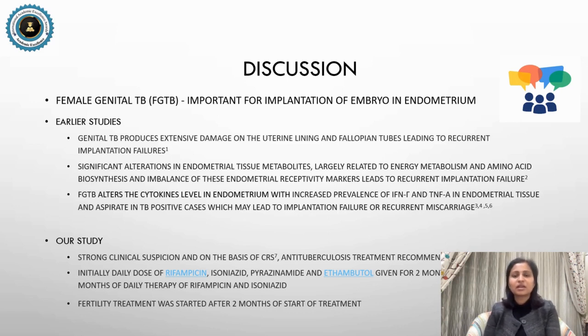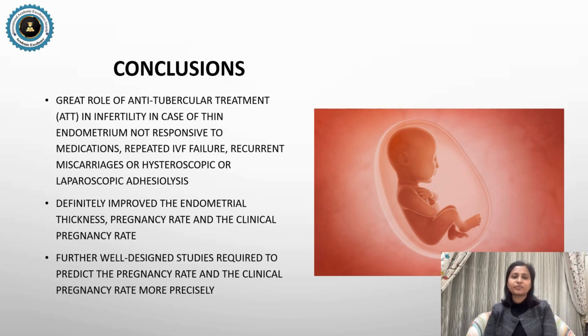In our study, on the basis of strong clinical suspicion and CRS, we started anti-tubercular treatment in all 45 females with AKT4 in the first 2 months, which included rifampicin, isoniazid, pyrazinamide, and ethambutol, followed by 4 months of AKT2, that was rifampicin and isoniazid. Fertility treatment was started in all the females after 2 months of AKT4.